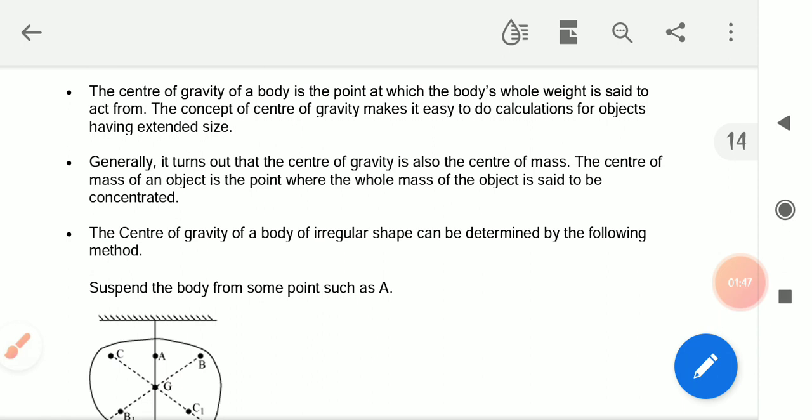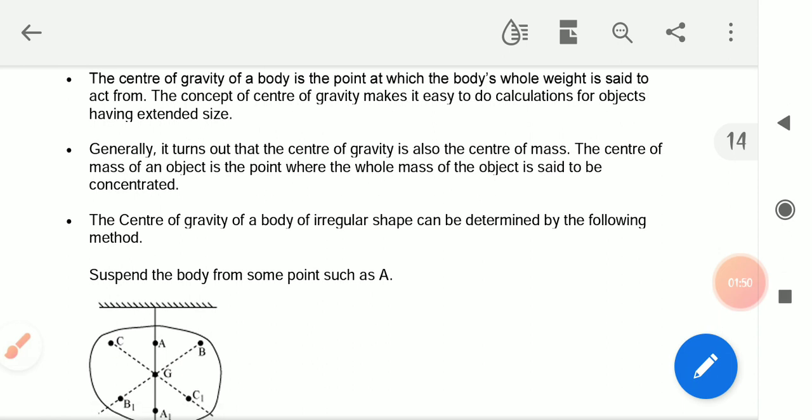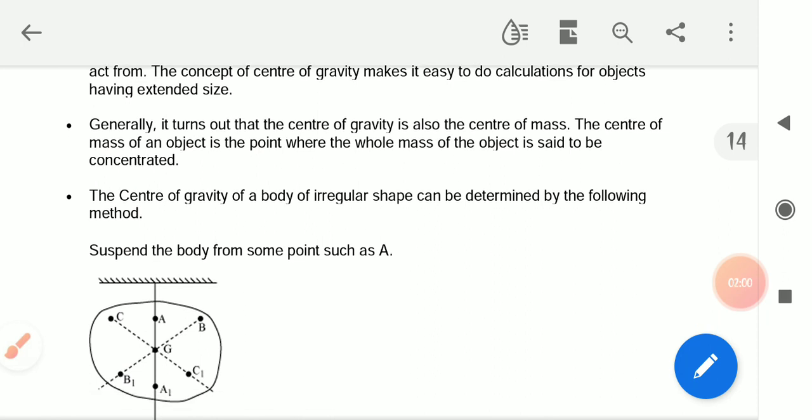The algebraic sum of moments of weight of the particles about the point G is 0. We can say the resultant W equals W1 plus W2 plus W3. I will explain with this example. Generally it turns out that the center of gravity is also the center of mass. The center of mass of an object is that point where the whole mass of the object is said to be concentrated. The center of gravity of a body of irregular shape can be determined by the following method.